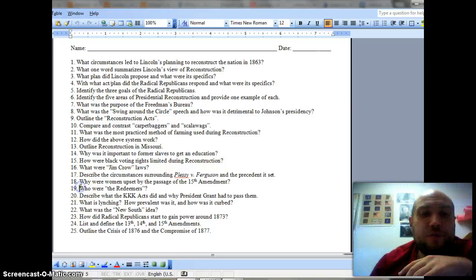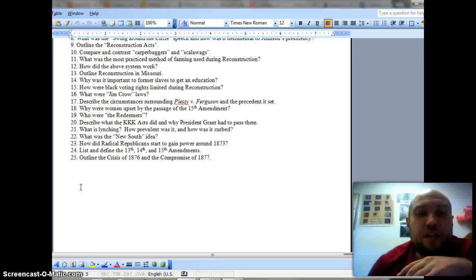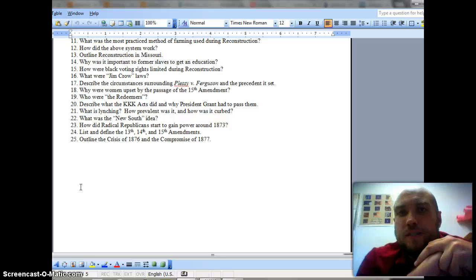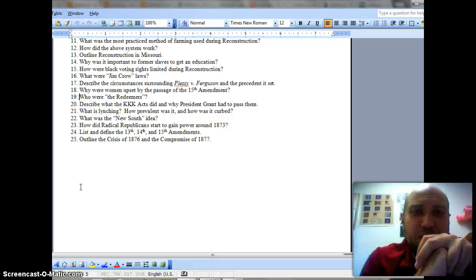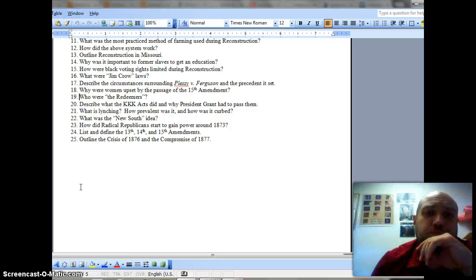All right, 19, who were the Redeemers? They were Southerners who wanted the old South back. They wanted to bring back as many of the old ways as they possibly could, and they gained a lot of power during Reconstruction. All right, 20, the KKK Acts.